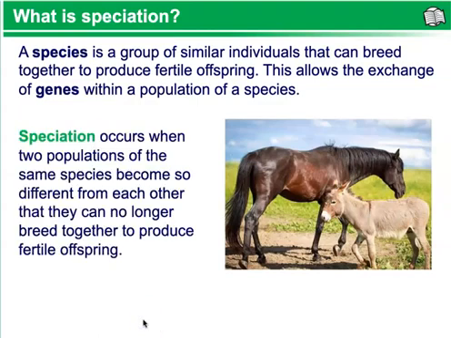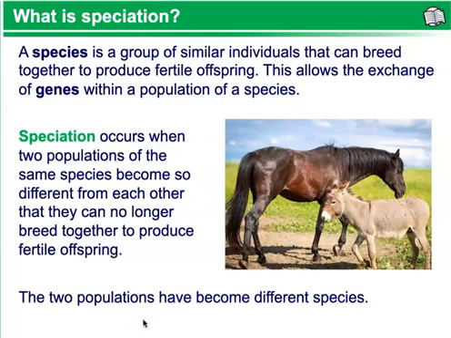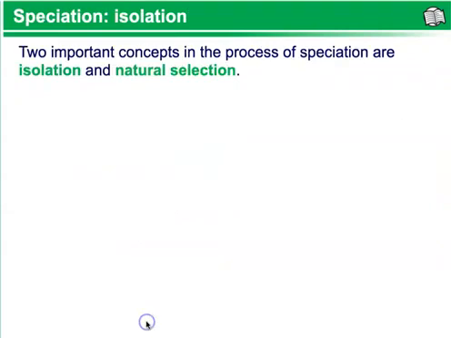Speciation occurs when two populations of the same species become so different from each other that they can no longer breed together to produce fertile offspring. The two populations have become different species. There are two important concepts in the process of speciation. The first is isolation, and the second is natural selection.